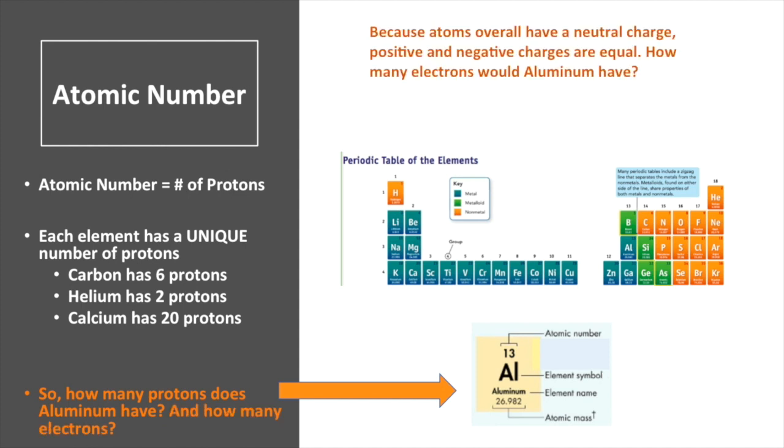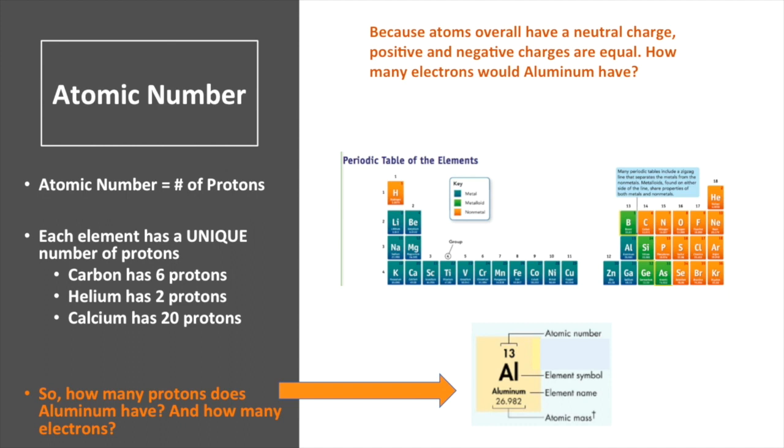Because all atoms have an overall charge that is neutral, the positive and negative charges need to be equal. If aluminum has 13 protons in the nucleus and they carry a positive charge, how many electrons will aluminum have?